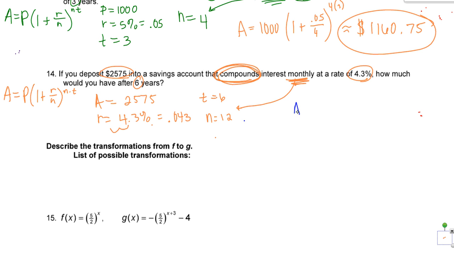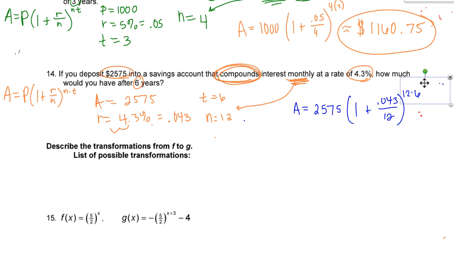Now we just plug it in. A equals 2,575 times 1 plus 0.043 over 12, and then to the power of 12 times 6. The calculator says I get approximately $3,331.39.